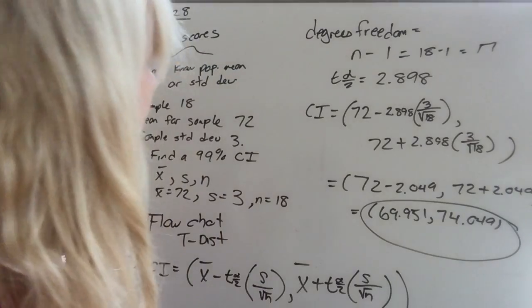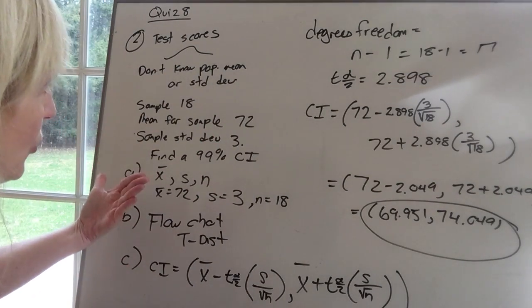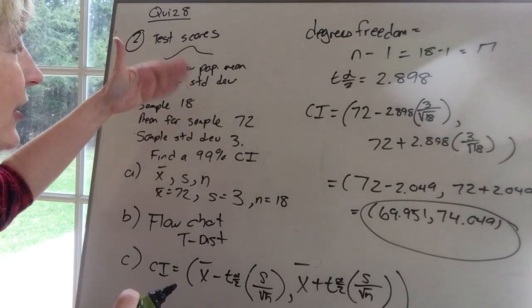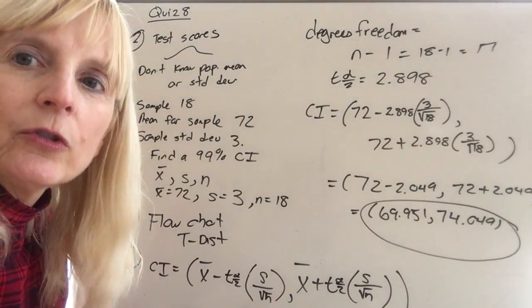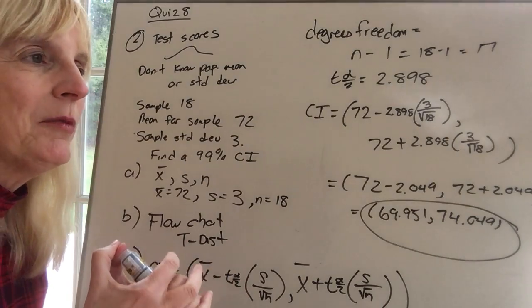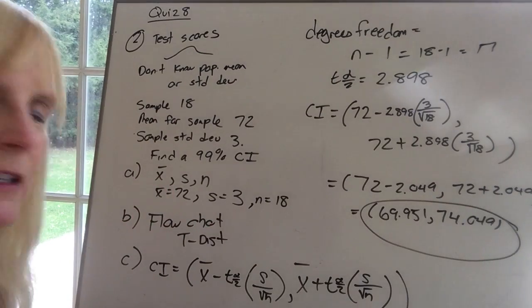So how do we interpret that? We're 99% sure that the true population mean for this test is within these two test scores. But we only had a sample. We don't have the population mean, we have the sample mean. So we're trying to figure out the best range where we think the real mean is.